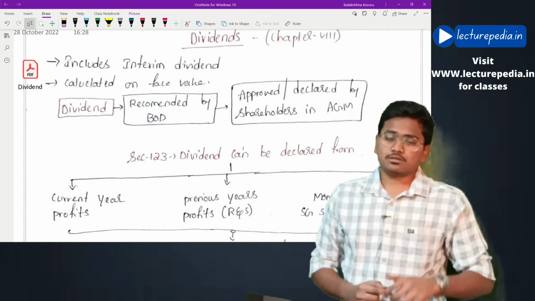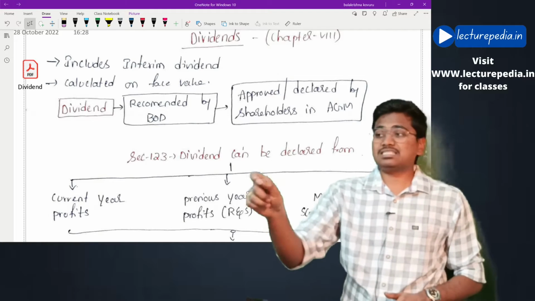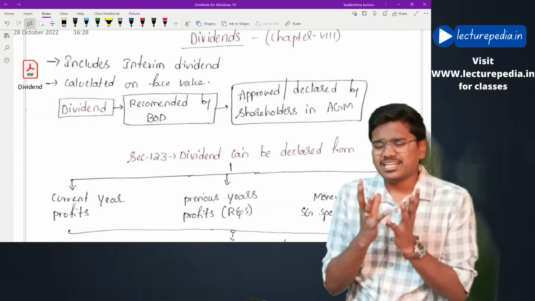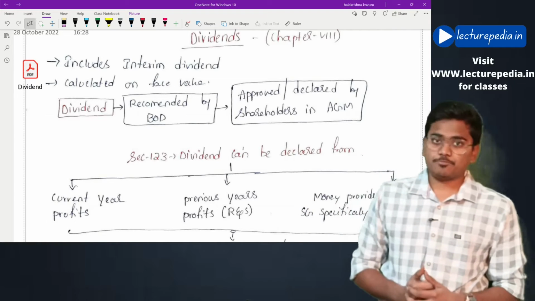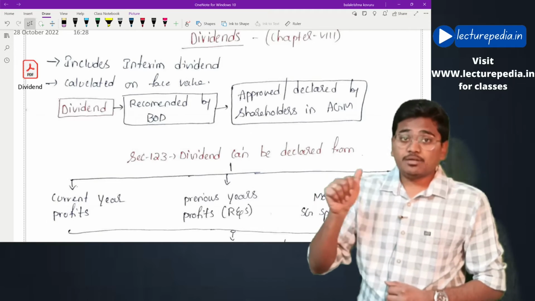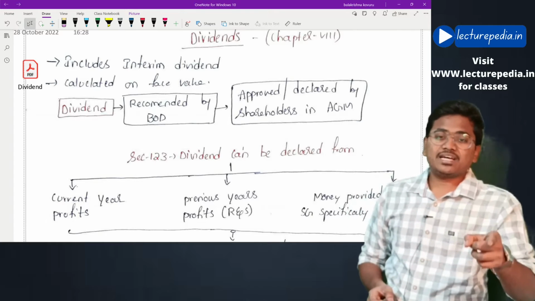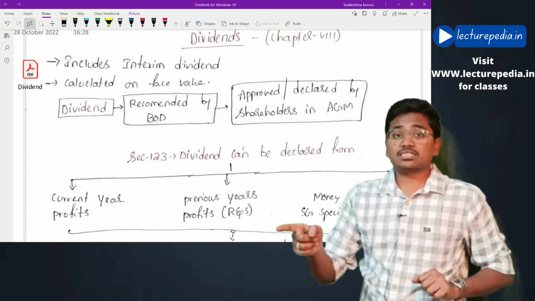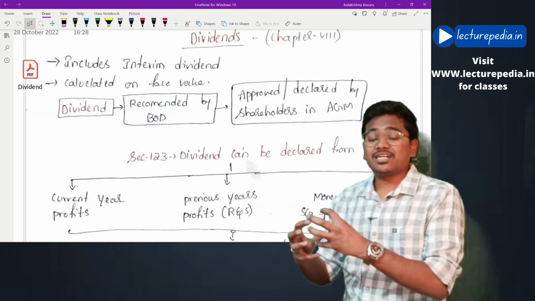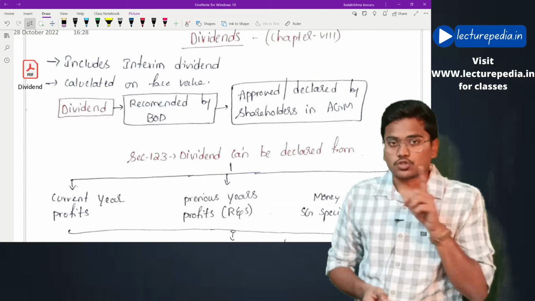Coming to the third case. The board of directors recommended a dividend of 10 rupees and shareholders in the general meeting feel that the amount of dividend that the board of directors are offering is very less. They are expecting somewhat more dividend. So shareholders in the general meeting declared a dividend of 15 rupees. The board of directors recommended 10 rupees. Shareholders increased this recommended dividend. That is, shareholders have declared a dividend more than that which has been recommended by the board of directors. Whether this is possible? The answer is no.